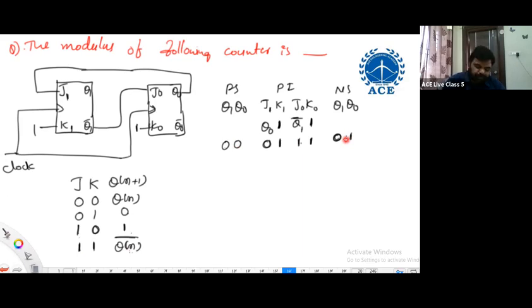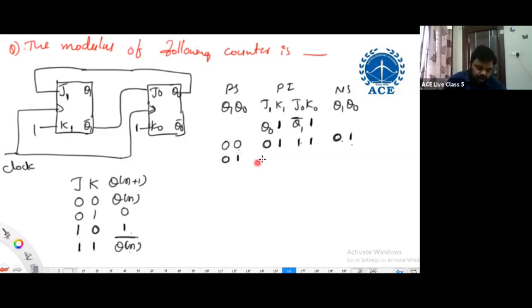I hope you are understanding. The simple thing is using these characteristics to estimate the next state. Yes, J1, K1, we are getting 0, 1. So Q1 becomes 0 irrespective of present. J0, K0 is 1, 1, then Q0 has to complement. Presently 0, complementing means it is 1. From the characteristics, the next state is becoming the present state.